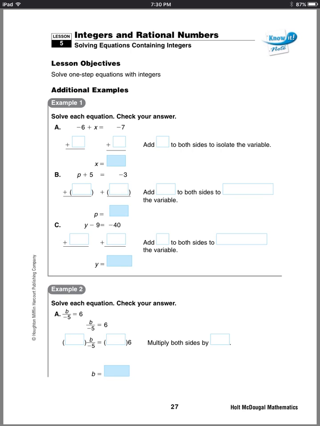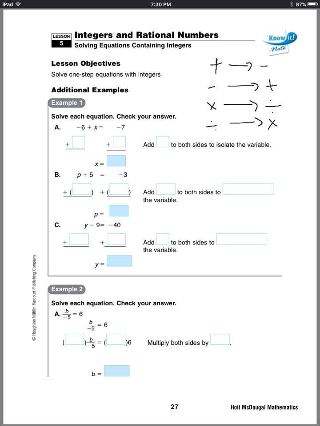Today we are learning how to solve one-step equations with integers. Before we can really start, we have to know what opposites are. The opposite of adding is subtracting. The opposite of subtracting is adding. The opposite of multiplication is division. And the opposite of division is multiplication.